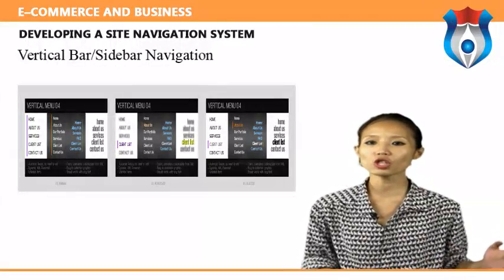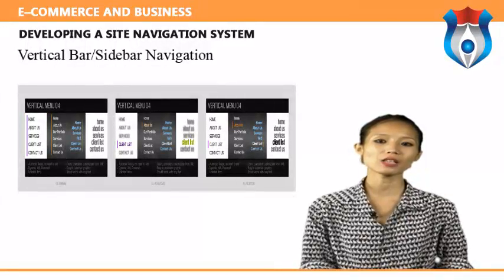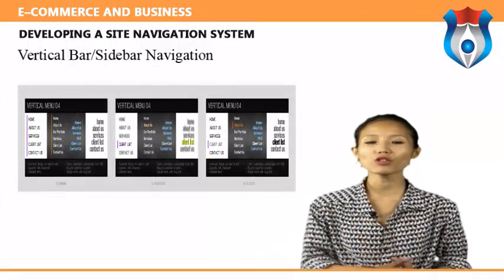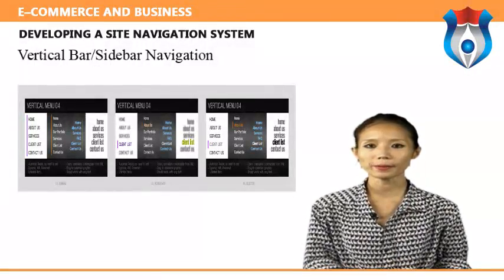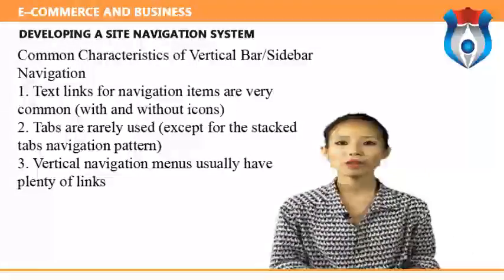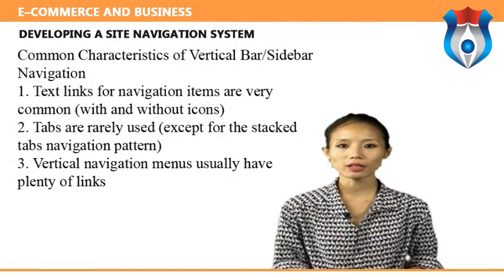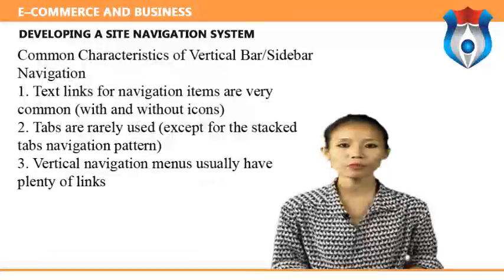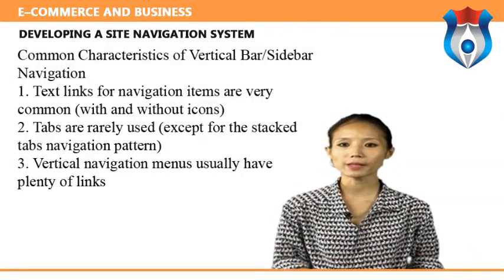It's often found on the top left column, preceding the main content area, according to a usability study on navigation patterns on left to right readers. Vertical navigation bars on the left perform better than vertical navigation bars on the right. Common characteristics of vertical bar or sidebar navigation: text links for navigation items are very common, with and without icons. Tabs are rarely used except for the stacked tabs navigation pattern. Vertical navigation menus usually have plenty of links.